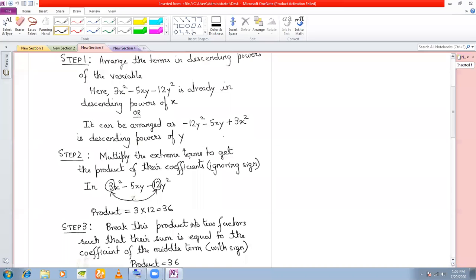So continuing with middle term factorization, or factorization of trinomials. I've taken this example: 3x square minus 5xy minus 12y square. Now, why is it called factorization of trinomials? It is called factorization of trinomials because it consists of three terms. Trinomial, as I told you in the beginning, means three terms. There are three terms in this. That is why it is a trinomial.